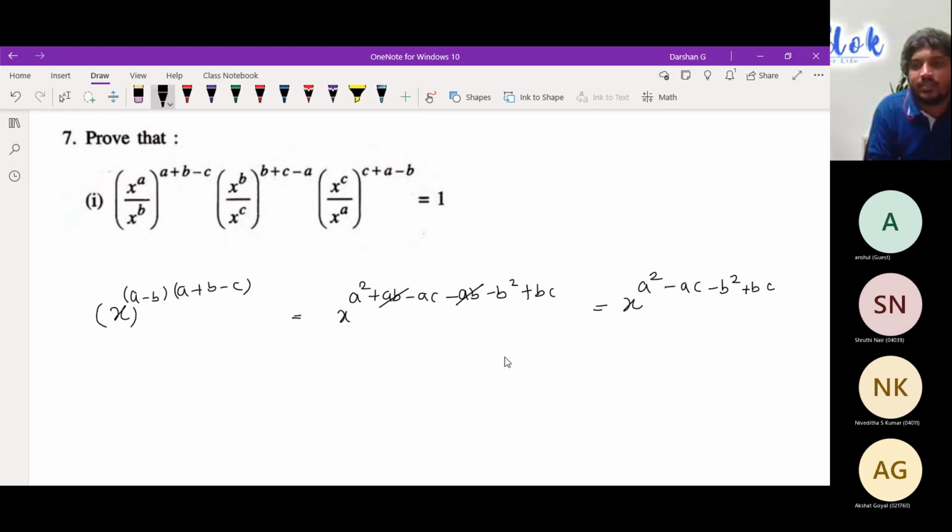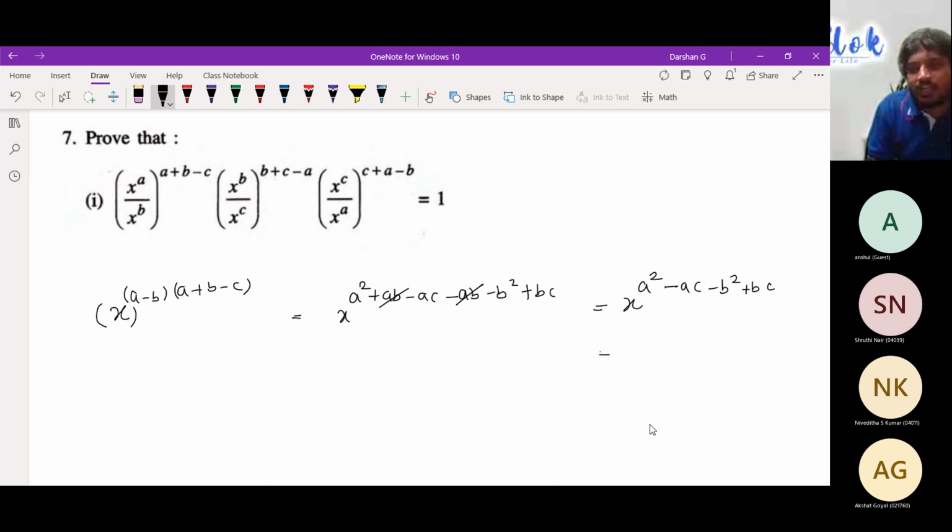Plus BC. Find similarly for the next one. Sir, I did it out of the bracket, right? Like for the first term, A plus B minus C, I just put A plus B in one bracket and minus C in the other, and then I multiplied each one with A minus B. Yeah, that is also the same. If you expand it in a bigger way, you get the same answer.